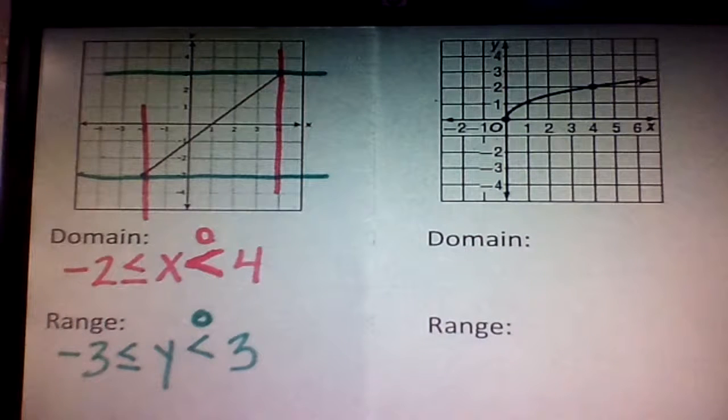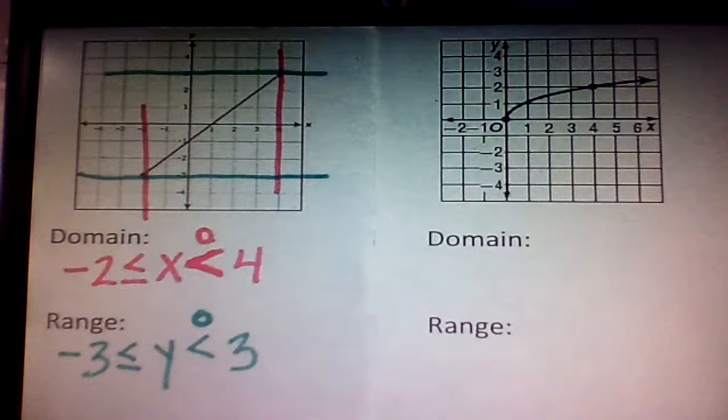So my Y values can get to positive 2.9999999, but it will never, ever touch 3. There is no X value when Y is 3. 3, 4 is not a solution. It will not work.